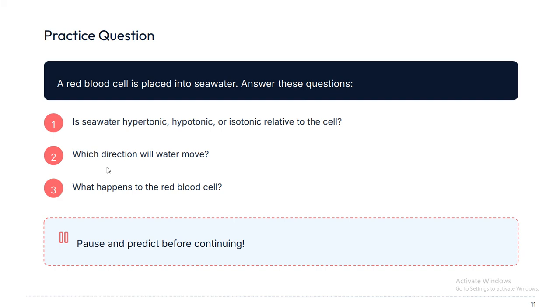Okay, so what direction will water move? It will move from the red blood cell into the seawater environment, since it goes from low to high concentration. And what happens to the red blood cell? Since the water is leaving the red blood cell, it will shrivel up just like the raisin. Just like how a raisin's made. Let's ban raisins. Okay.